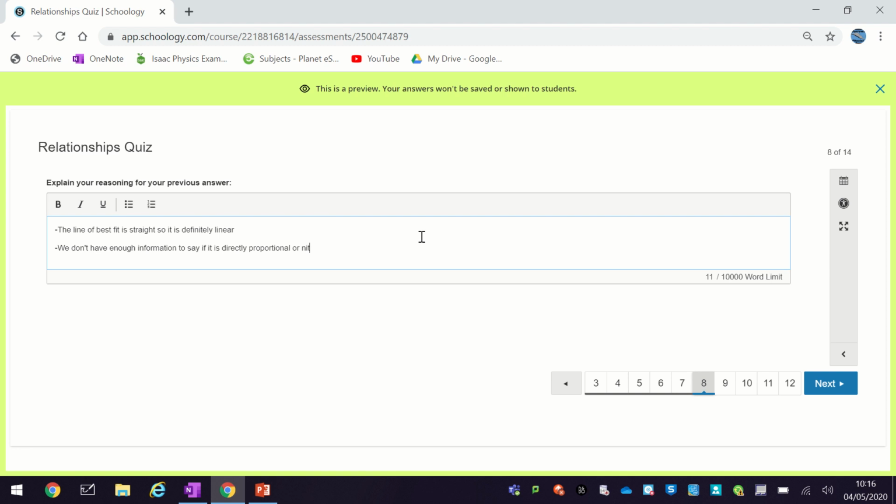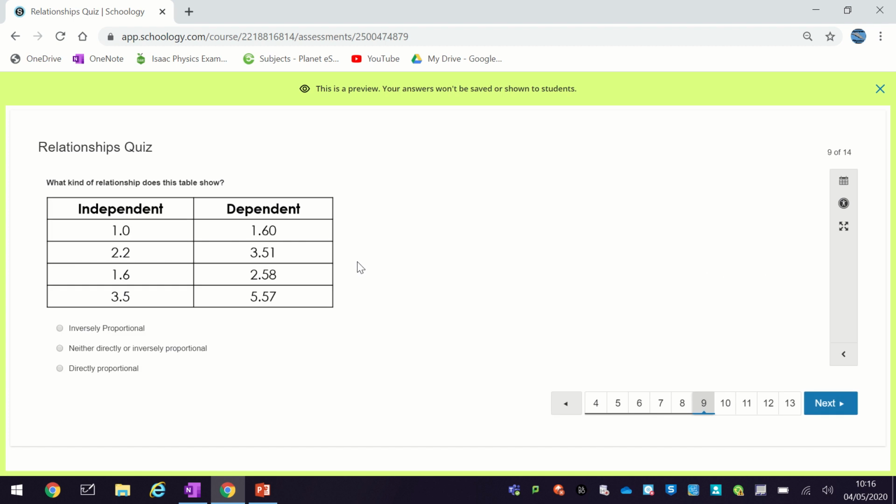So we don't have enough information to say if it is directly proportional or not, because we don't know if it goes through zero or not, but it's definitely linear. Okay, so that's graphs. We'll actually now have a look at some data as well.